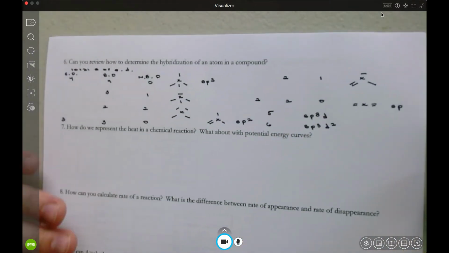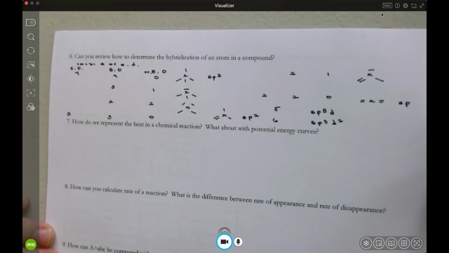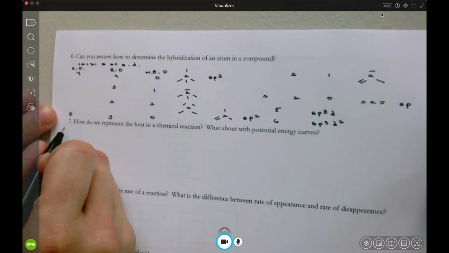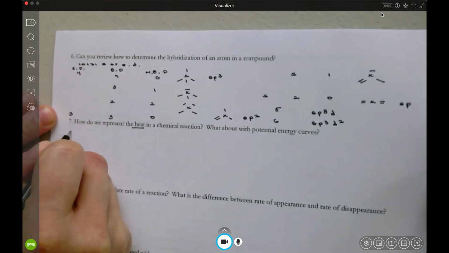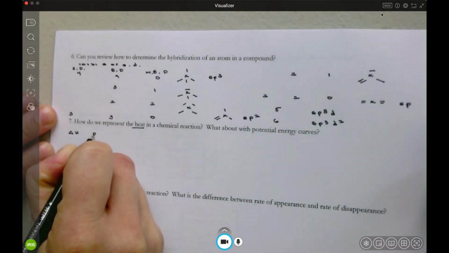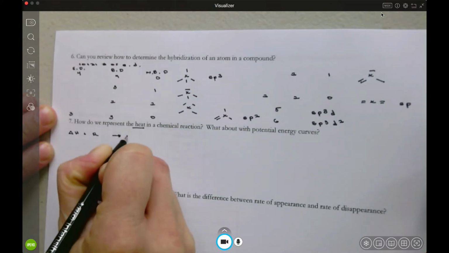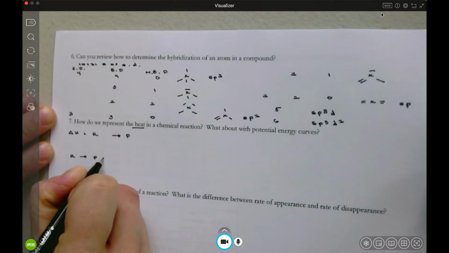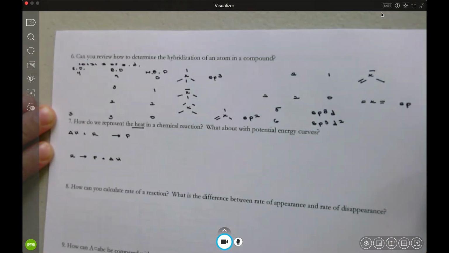Okay. How do we represent the heat in a chemical reaction? What about the potential energy curves? For heat in a chemical reaction, if your delta H is on your reactant side, then it's going to be endothermic. If it is on your product side, it is exothermic.